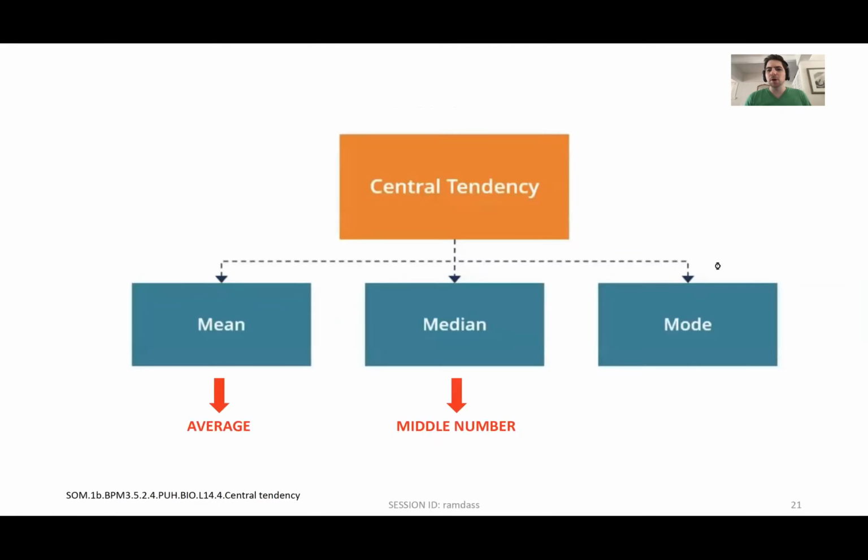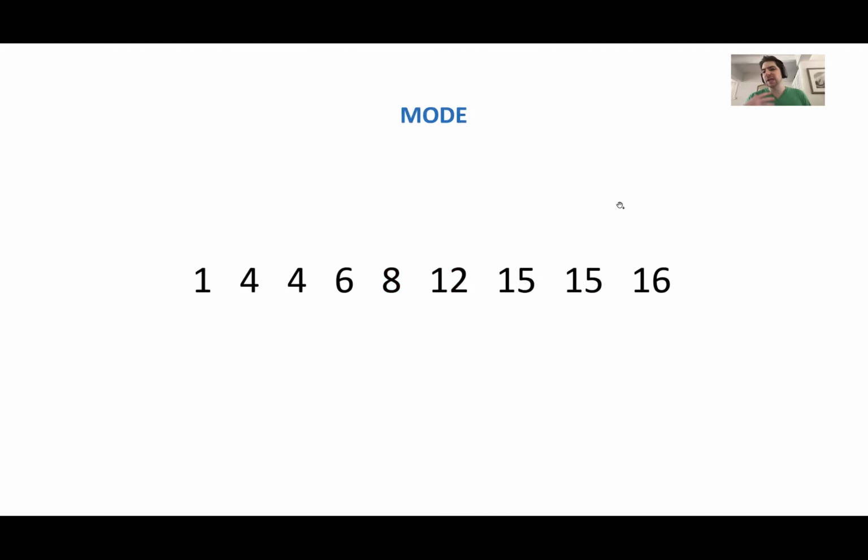Now, if you're talking about mode, we're talking about the most common number, right? So you can actually have multiple modes. There's no averages going on. So if you're calculating mean or median, you're going to have one number as your answer, but you could have a multimodal answer, right? So here you could see 4 and 15 are both considered modes. So this would be sort of like a bimodal distribution.